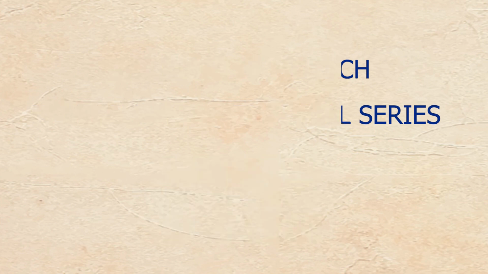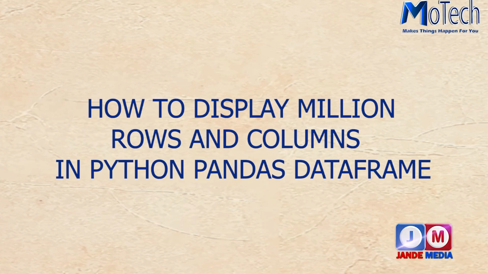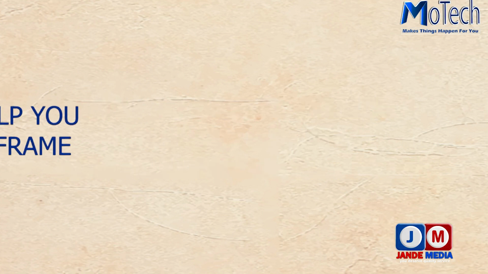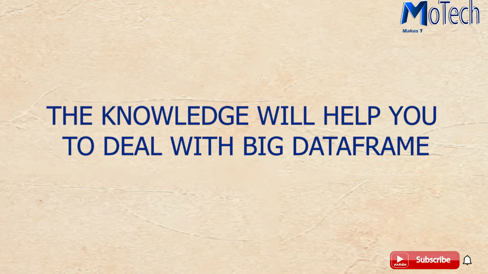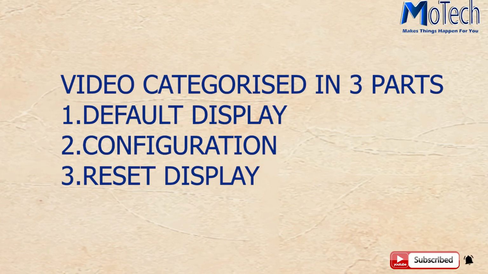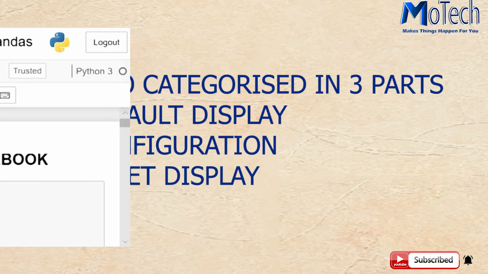Today's video will be a tutorial on how to display a million rows and columns in a Python Pandas data frame. The knowledge from this video will help you when dealing with big data frames. This video will be categorized into three main parts. Number 1, default display. Number 2, configuration, and Number 3, reset display.